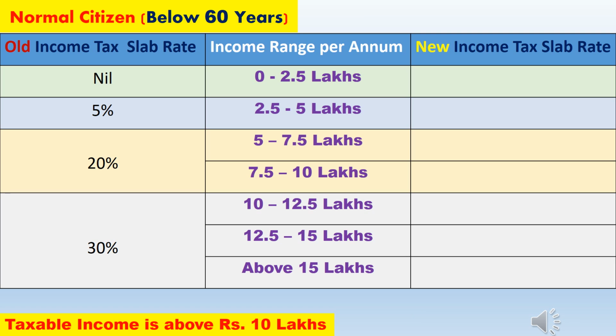Next, if a normal citizen's taxable income is more than 10 lakhs, then in his taxable income from 0 to 2.5 lakhs, he need not pay any tax. From 2.5 lakhs to 5 lakh rupees, he has to pay 5% tax. From 5 lakhs to 10 lakh rupees, he has to pay 20% tax. Next, for the amount by which his taxable income is more than 10 lakh rupees, he has to pay 30% tax. This is the tax rate for the old income tax slab.